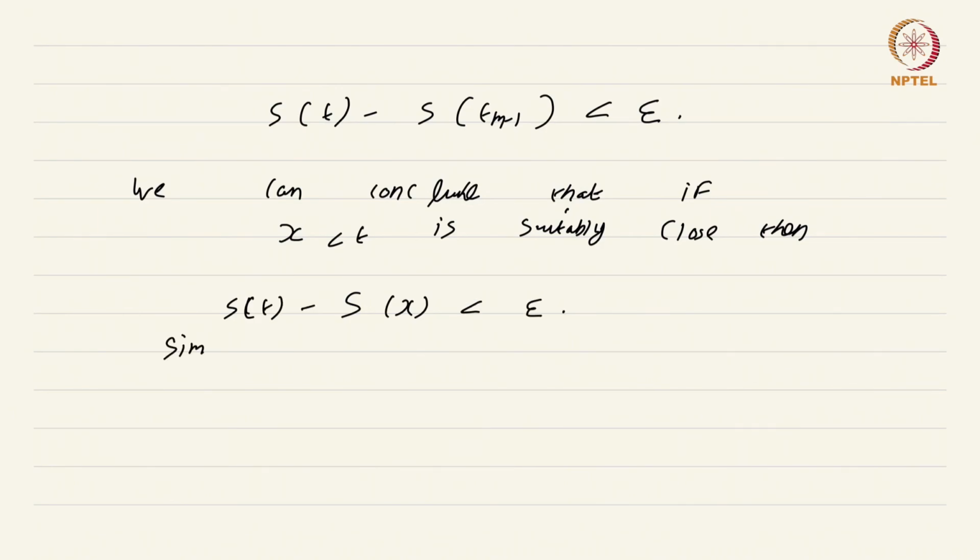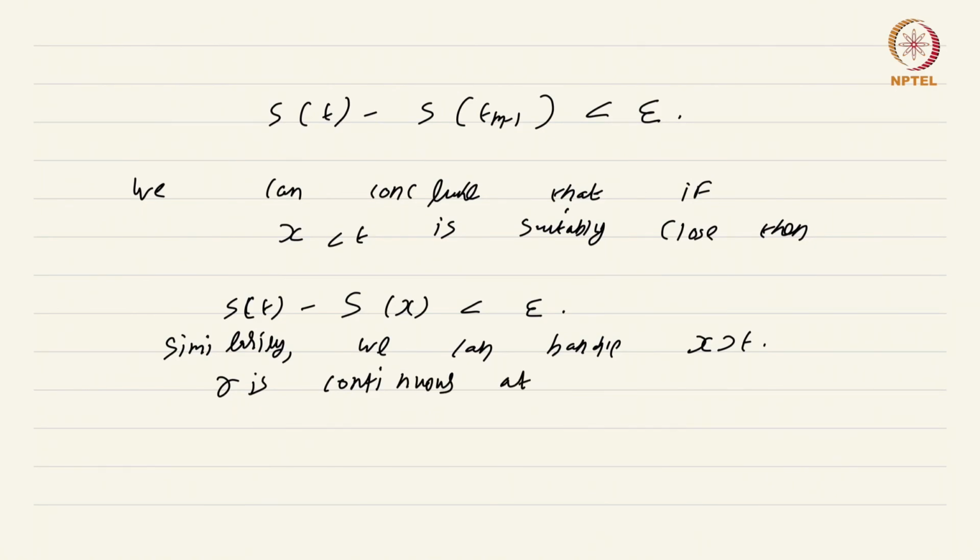Similarly, we can handle x greater than t. An analogous argument we can give. So the net upshot is s is continuous at t. So this concludes the proof that the arc length function S is actually continuous.